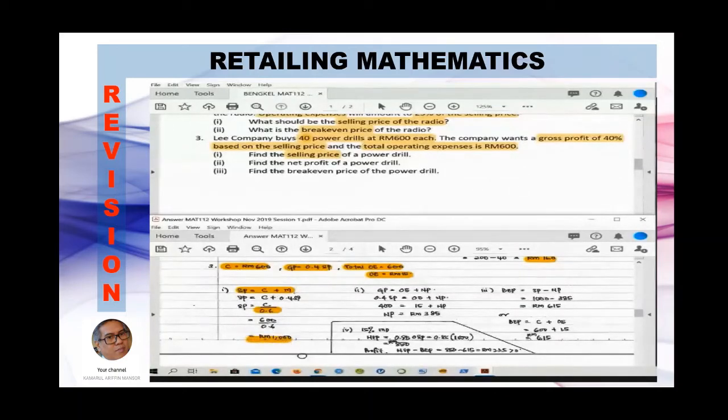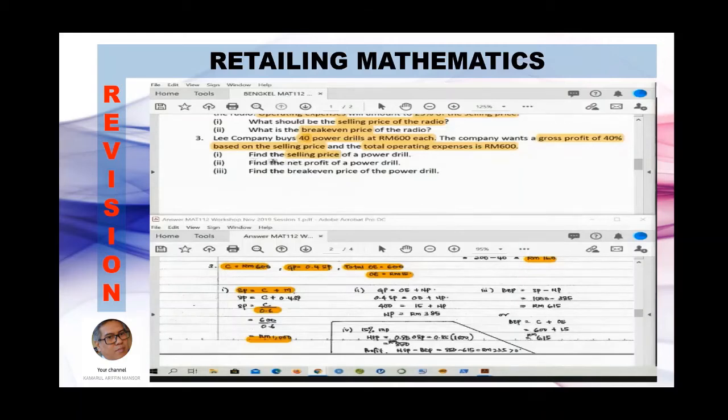So that means company ni dia beli 40 power drill pada harga RM600 sebuah. Dia jual dengan harga RM1000 sebuah. Okay, dia dah markup sebanyak RM400. Okay, so that is the situation.